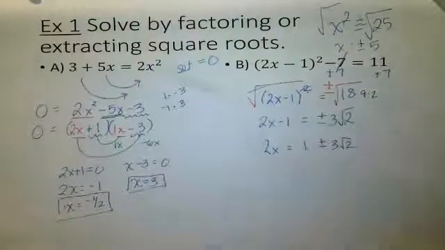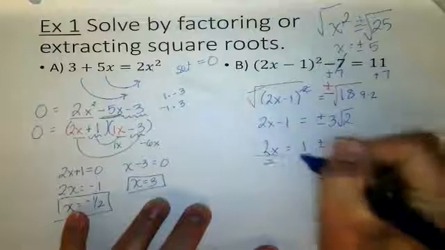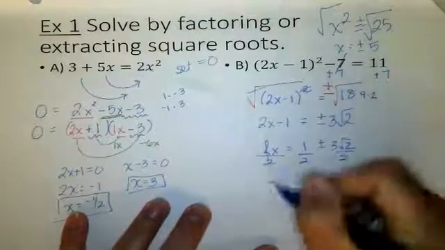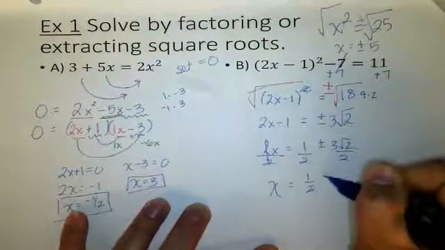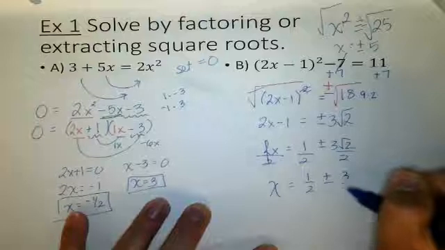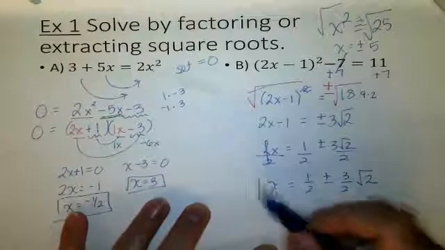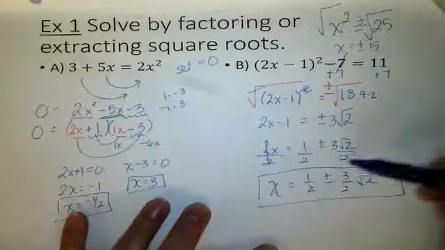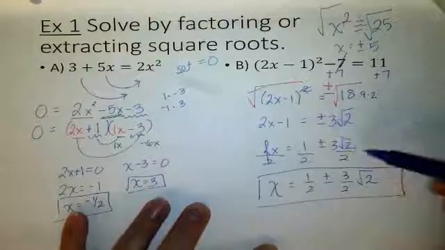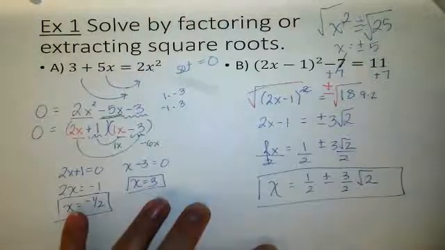Okay, and divide by 2. I'm going to divide everything by 2. So we get 1/2 plus or minus. Can I write 3/2 radical 2? Is that allowed? It is, in fact. Can you leave it 3 radical 2 over 2? Yeah, that's also allowed.